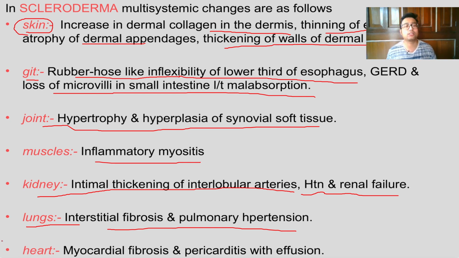And lastly, as I told you, there will be myocardial fibrosis, because the heart is also a tissue which is affected in connective tissue disorder. So just remember two or three of these, mainly skin, esophagus and kidney. That is what is affected in scleroderma.